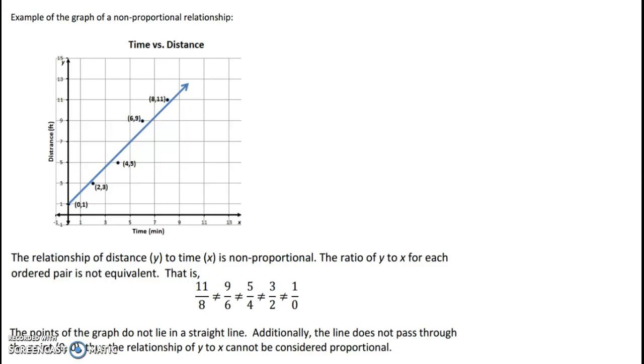Here is another example of a non-proportional relationship. The fact that this is non-proportional can be determined in a number of ways. First, the ratio of y to x for each ordered pair is not equivalent. Second, the points on the graph do not lie in a straight line. Finally, the line does not pass through the origin 0, 0.